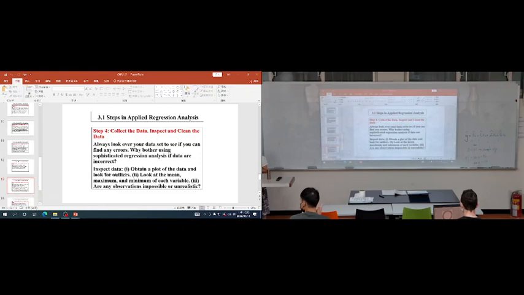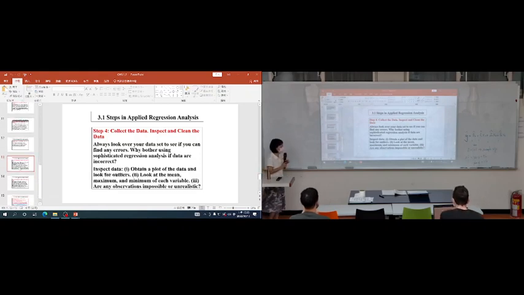Okay, how do you inspect your data? You can obtain a plot of the data and look for the outliers. Does anybody know outliers? Outliers means extreme values which are away from the rest of the data. Okay, and especially if you look at a plot, it's easy to identify the outliers.